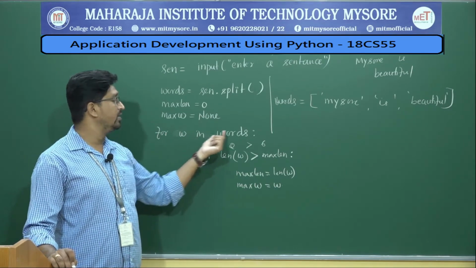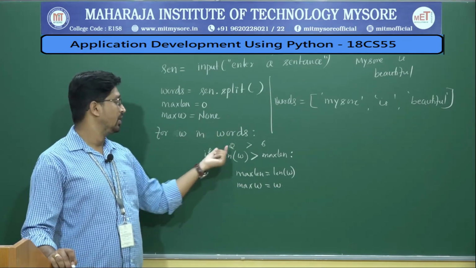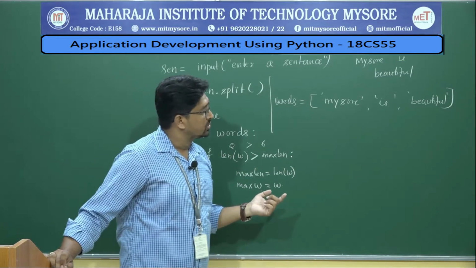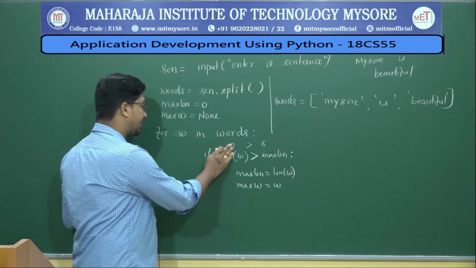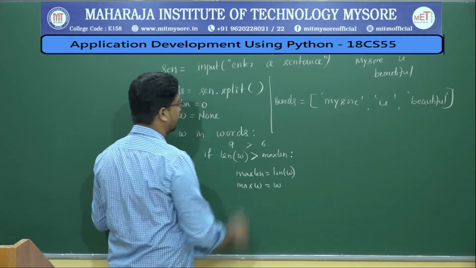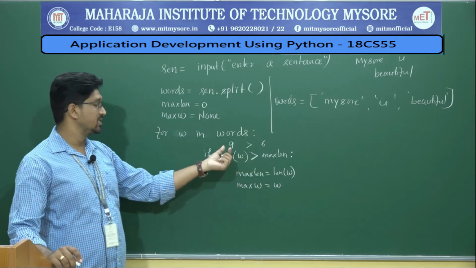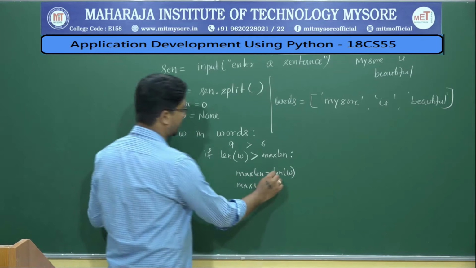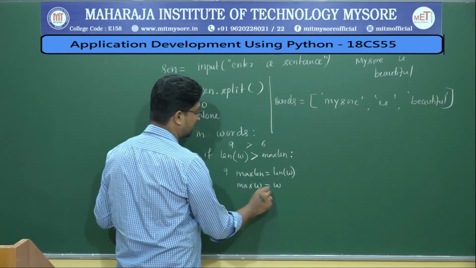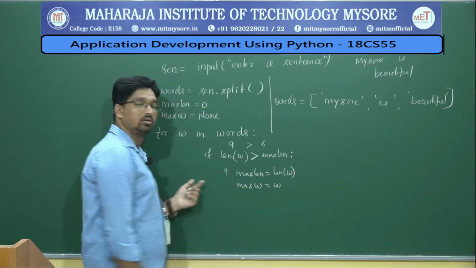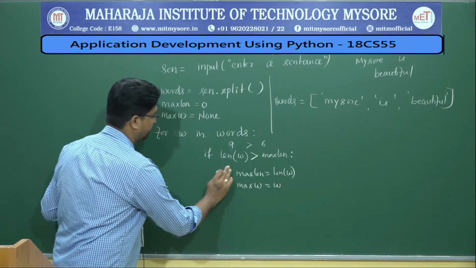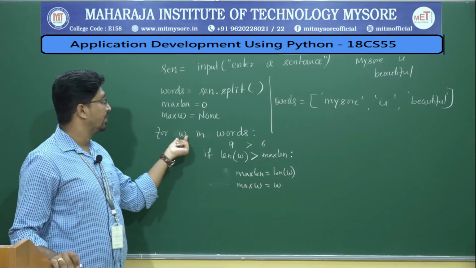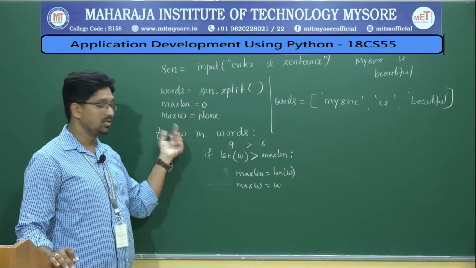Again, w is beautiful. What is the length of beautiful? 2, 4, 6, 8, 9. Is 9 greater than 6? Yes, 9 is greater than 6. Then the maximum length becomes 9 and the maximum word is beautiful. So these two values get assigned. Then again it comes back to the for loop. There are no more words, so the for loop ends.